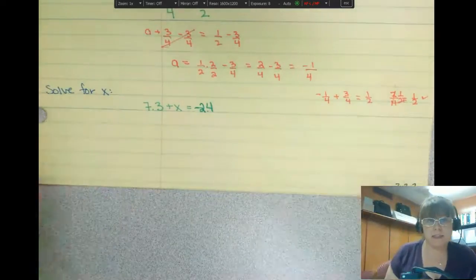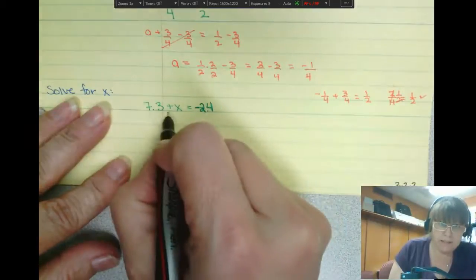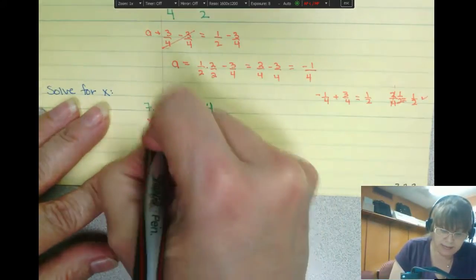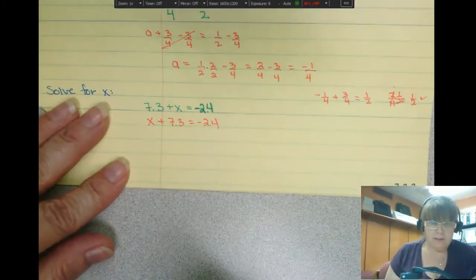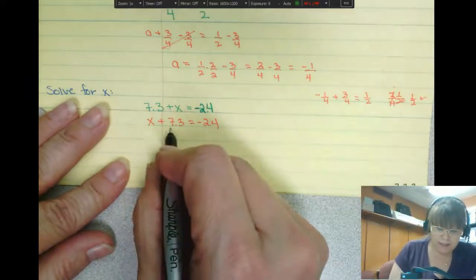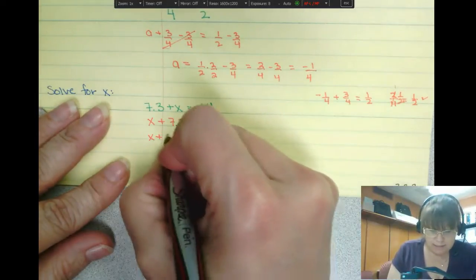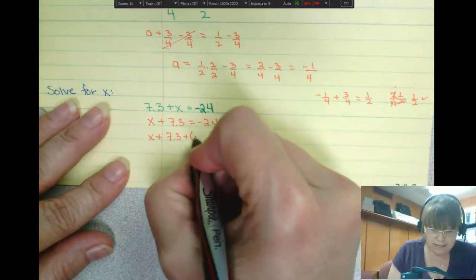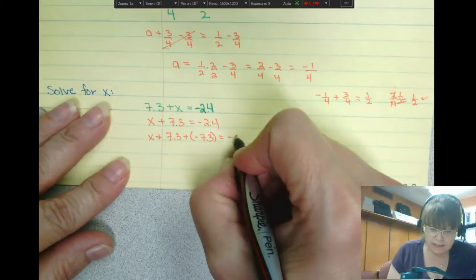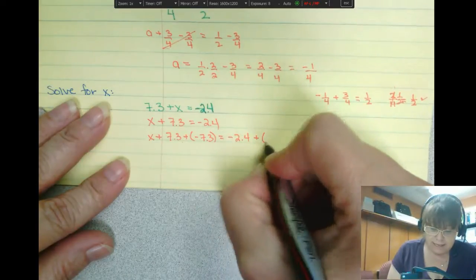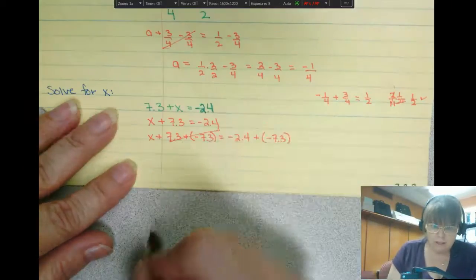Let's try a decimal problem. I'm going to rewrite this so my x is on the far left: x plus 7.3. I'm going to subtract, or add a negative 7.3. x plus 7.3 plus a negative 7.3. What I add to one side, as long as I add it to the other side, I'm okay. Plus a negative 7.3. That goes down to 0. That's the whole point.